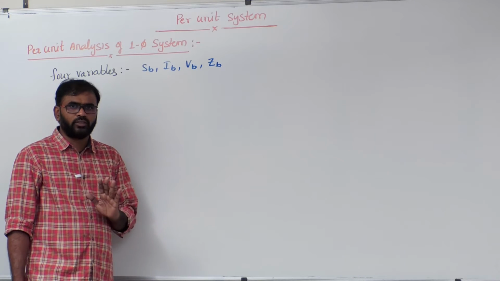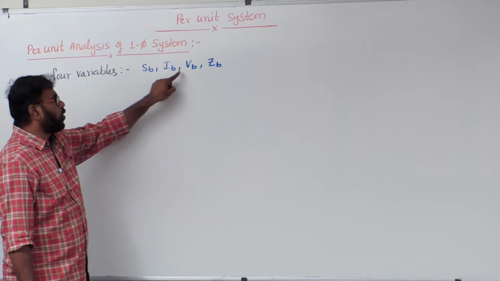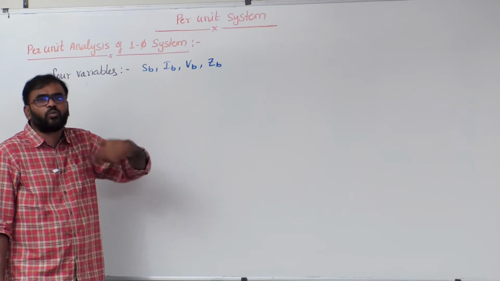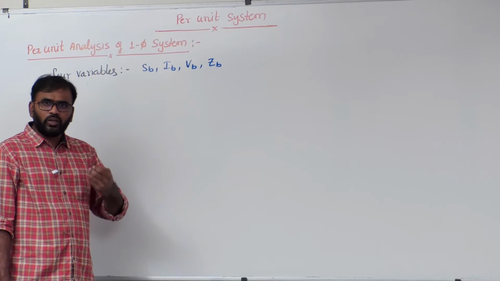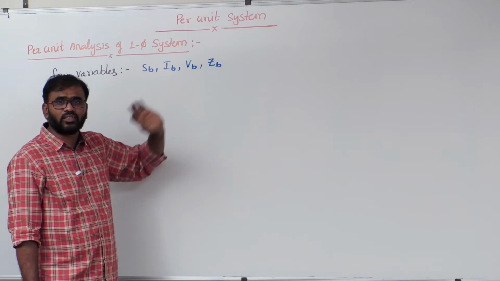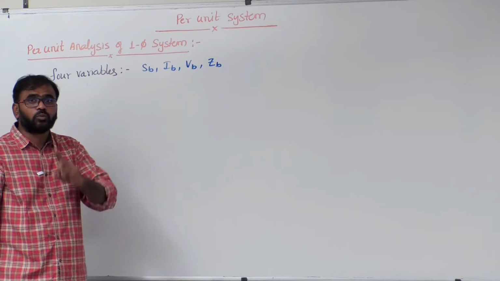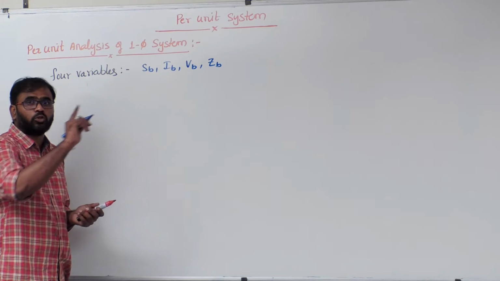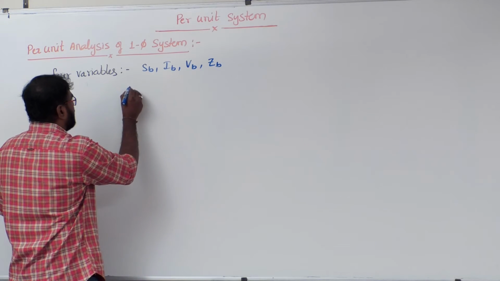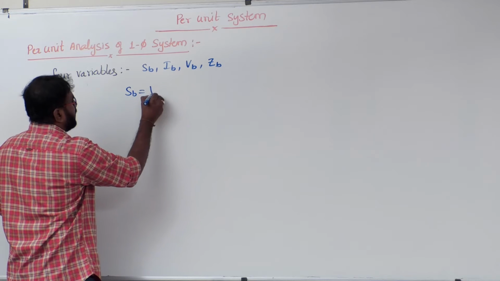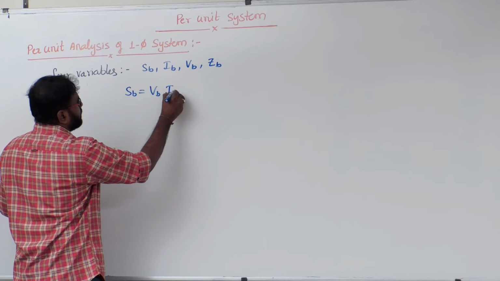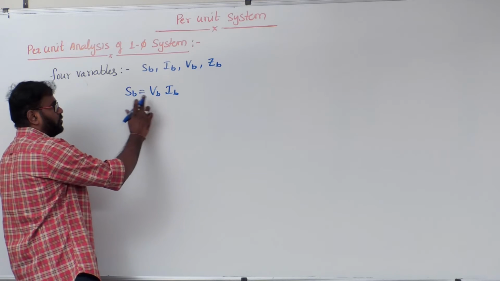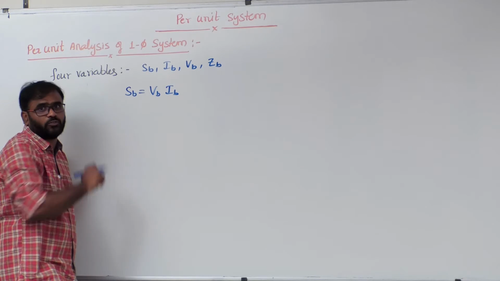So please notice this. These are the 4 parameters to which we need to assign the base values. Okay, clear? But careful, while assigning the base values, the relation should not be disturbed. What is the relation here? S equals V into I. You must select S, V, I such that this relation is satisfied.